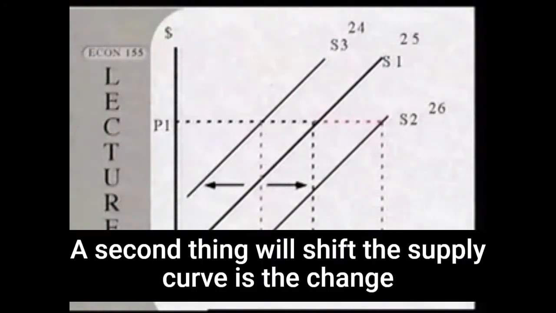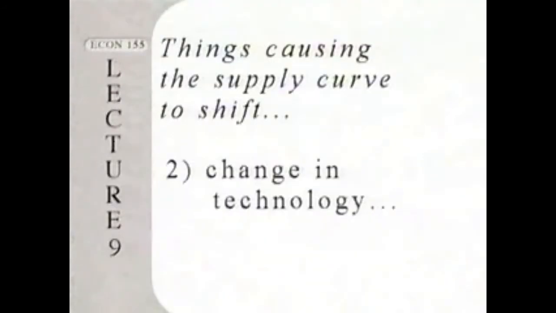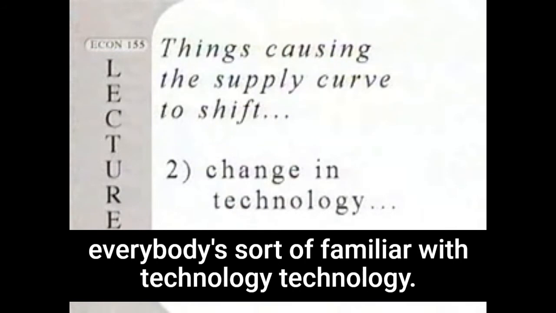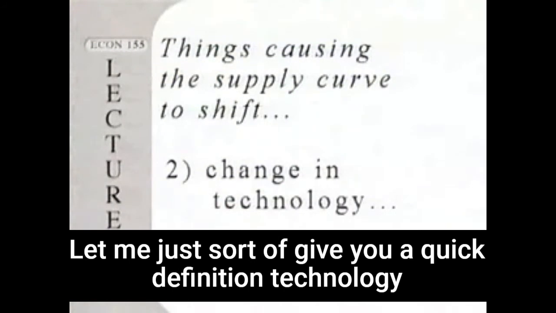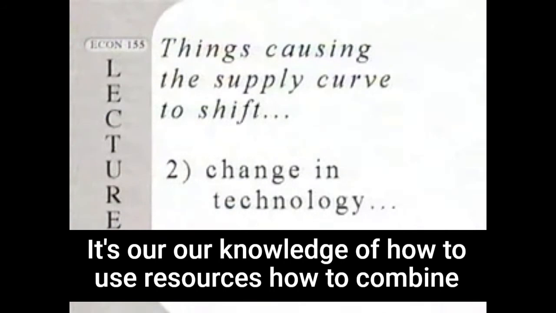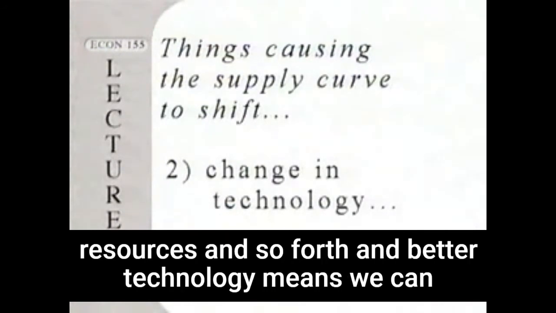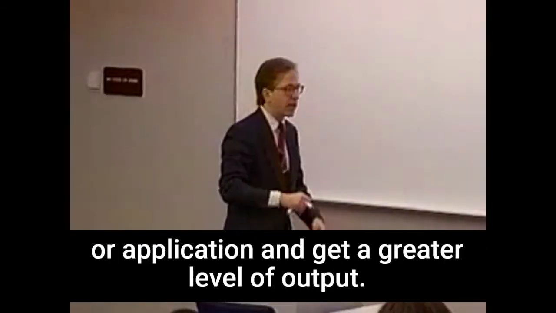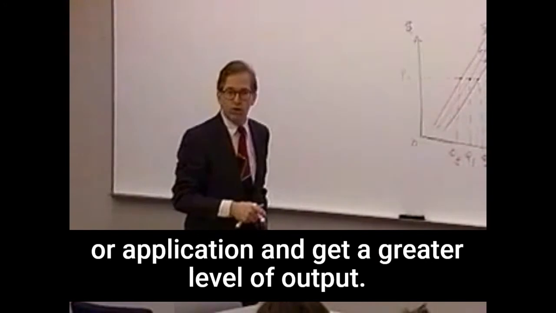A second thing that will shift the supply curve is a change in technology. Now, to give you an example of a change in technology, I think everybody's sort of familiar with technology. Let me just give you a quick definition. Technology is really a knowledge thing. It's our knowledge of how to use resources, how to combine resources, and so forth. And better technology means we can bring those resources together in a different mix or application and get a greater level of output.